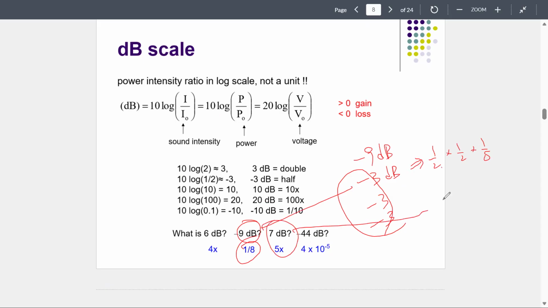Try one more time. 7 dB. 7 dB I can think of as 10 dB minus 3 dB. What is 10 dB? 10 times. What is minus 3 dB? 1/2. So 10 times 1/2, 5 times. So without the calculator, you can get very close to what the power is supposed to be.